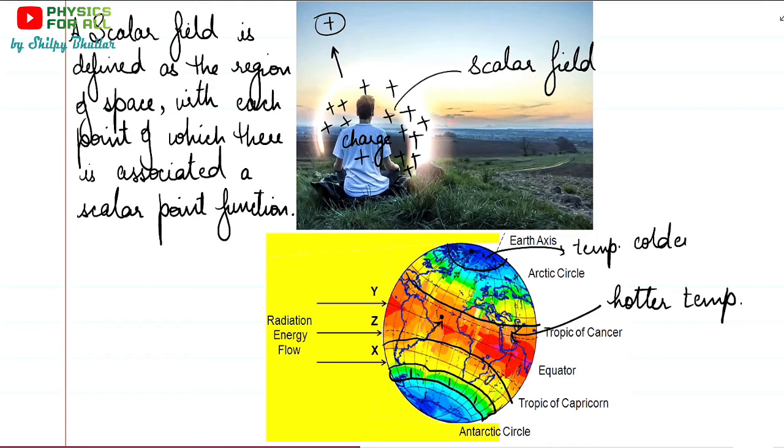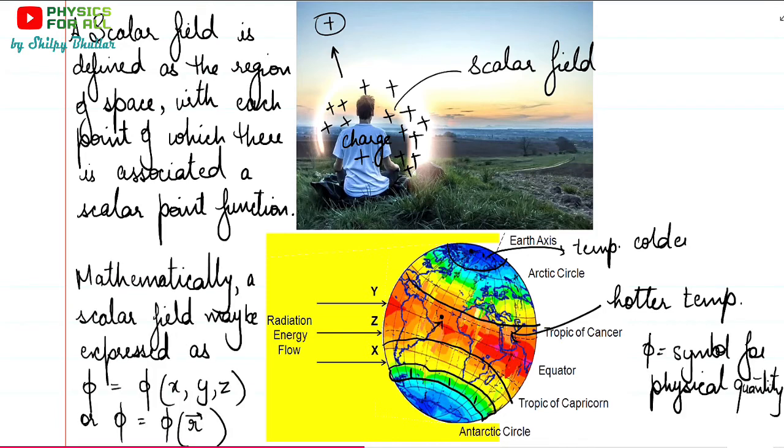Alright, so this is a scalar field, and mathematically we can express a scalar field as phi equals phi of x, y, z, or we can write phi equals phi of r vector, because we know that r vector comprises x i cap plus y j cap plus z k cap. Whenever we mention r vector, it represents three-dimensional space, so we often write it like this. This is the general way to express a vector.